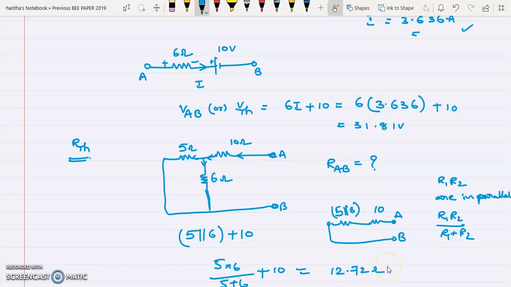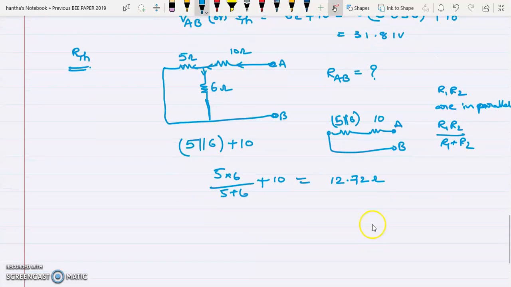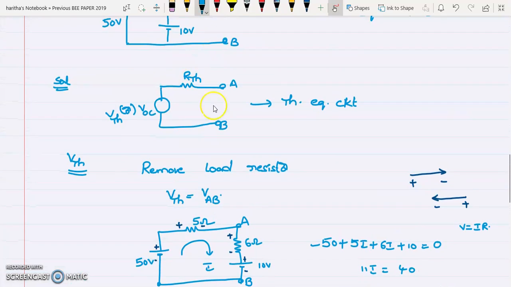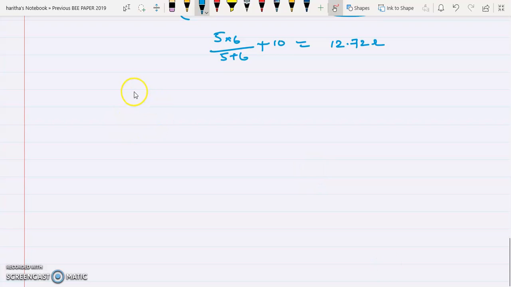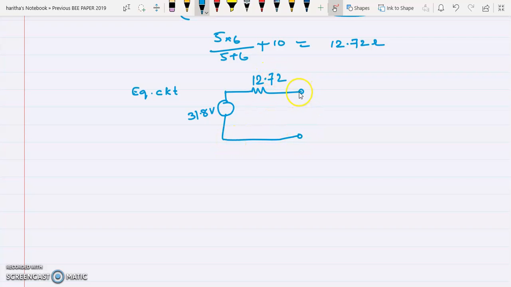So now we got the Thevenin's voltage and RThevenin. Just replace these values in the equivalent circuit. That will be the answer. So the equivalent circuit is: VOC value, we got it as 31.81 volts, and RThevenin value we got 12.72. This is RThevenin. So this is your equivalent circuit. That's it.